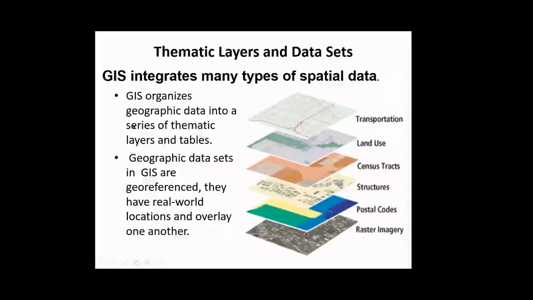So any map you prepare, any thematic map you prepare, needs layers. Maybe the layers could be 10 or 15 or 20 or something like that. So the GIS organizes the geography data in a series of thematic layers and tables. And these data sets are geo-referenced, and they have the real world locations and overlay one another, and then provide the final thematic map.